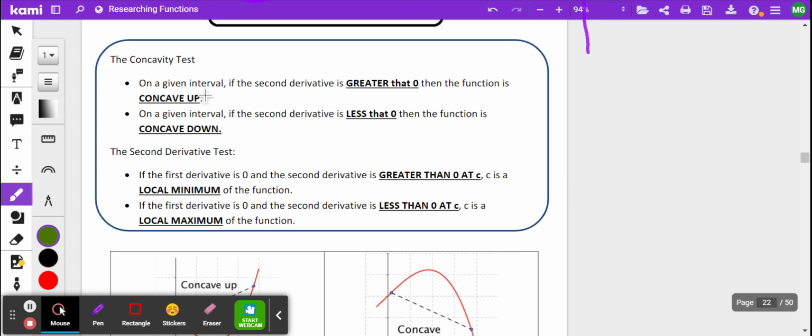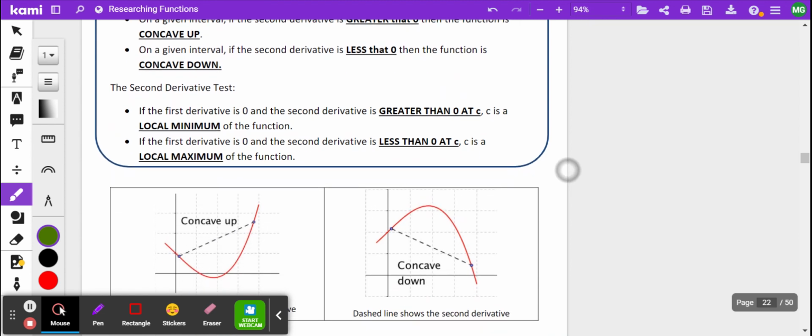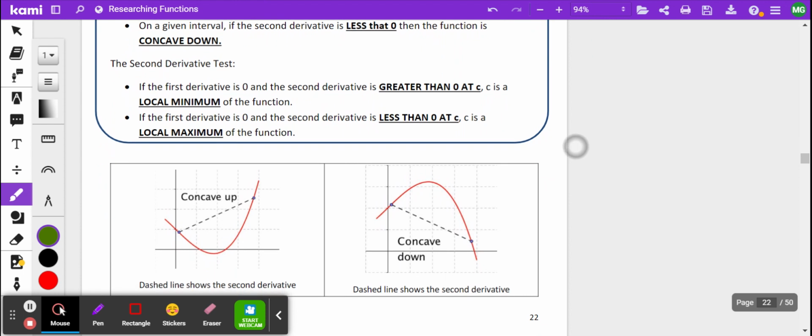So on a given interval, if the second derivative is greater than 0, in other words, if it's positive, the function will be concave up. And if the second derivative is less than 0, meaning if it's negative, then the function will be concave down. Okay? That also gives us information about maximum and minimum values, local max and mins.